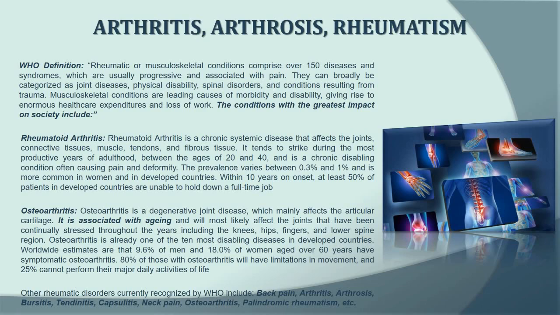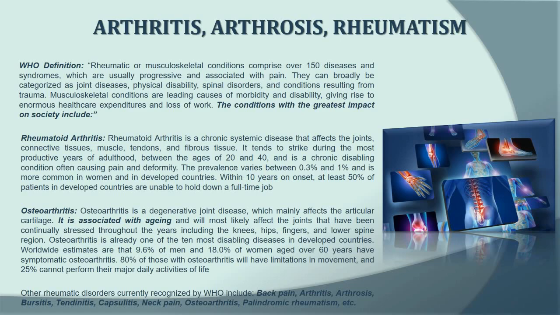First, of course, we need to establish the definitions of arthritis, arthrosis, and rheumatism. According to the WHO, rheumatic or musculoskeletal conditions comprise over 150 diseases and syndromes, which are usually progressive and associated with pain. They can broadly be categorized as joint diseases, physical disabilities, spinal disorders, and conditions resulting from trauma. Musculoskeletal conditions are leading causes of morbidity and disability, giving rise to enormous healthcare expenditures and loss of work.